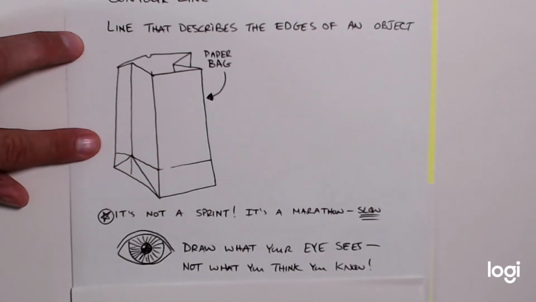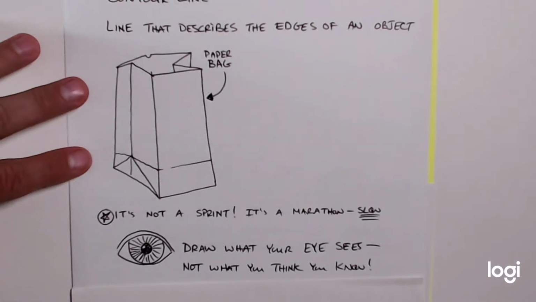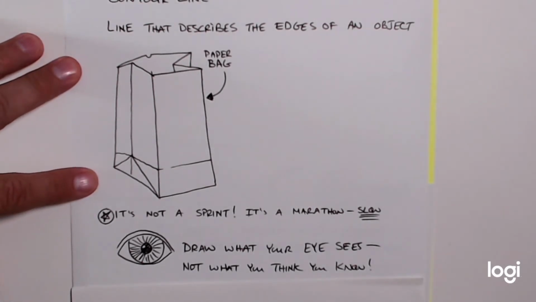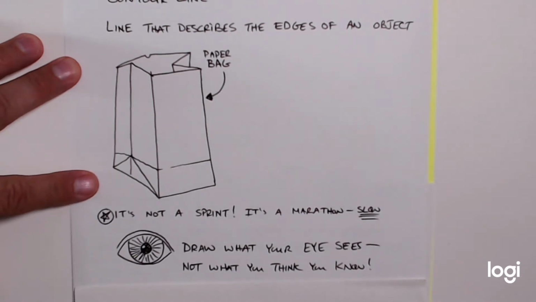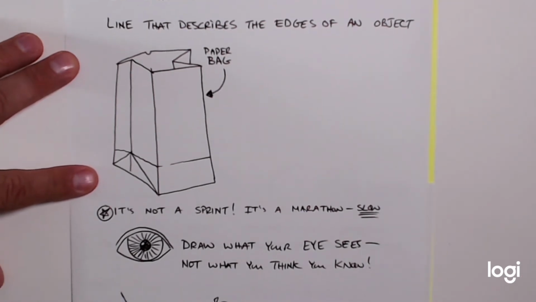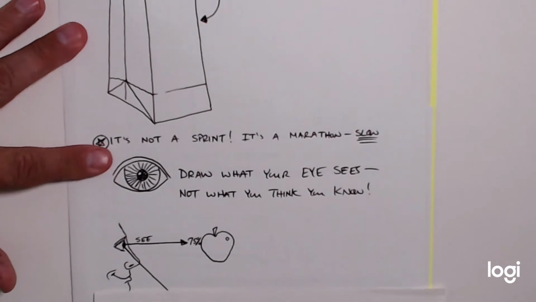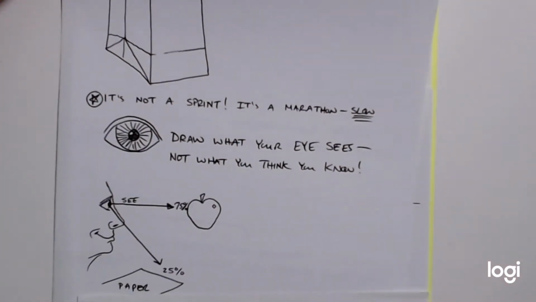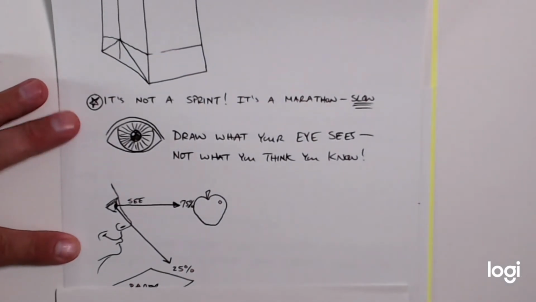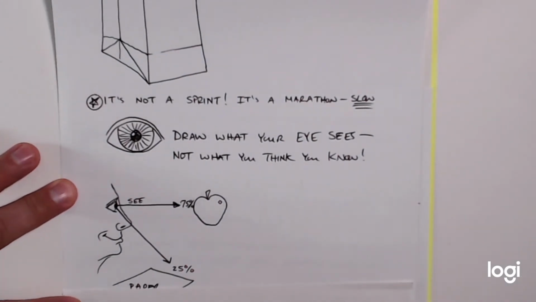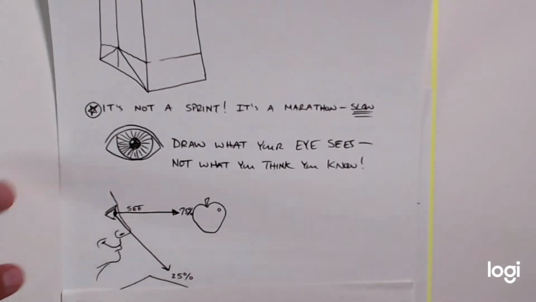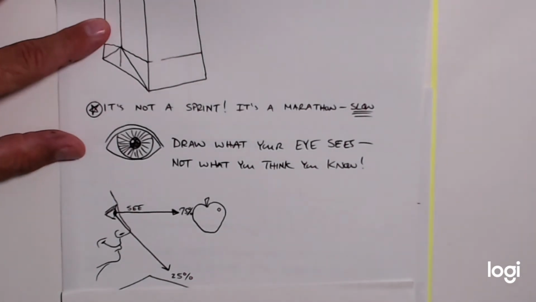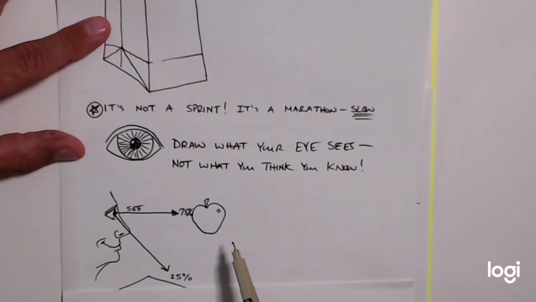Another thing is draw what you see. Draw what your eye sees. So, not what you think you know, because your brain can play tricks on you. You might see, for instance, an apple. Okay? That apple, you're familiar with an apple. Your brain is going to tell you what an apple is, and then you just might go about drawing it. For our purposes, we want to draw the actual apple, or object in our case, that we see.